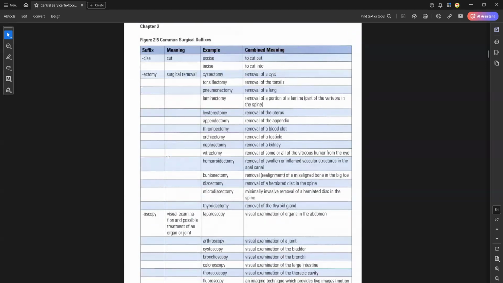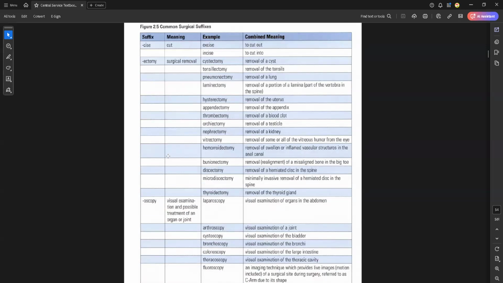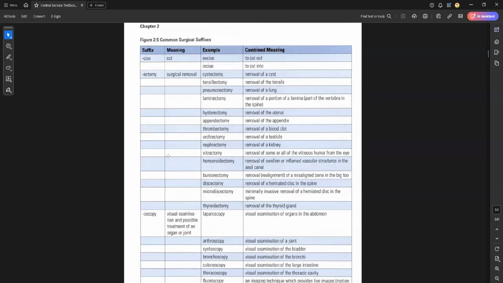Yes. Now, the next one is 2.5, common surgical suffixes. Now we are on suffixes. Tomy, to cut. Tomy is to cut into. So normally, in this area, there is no specific explanation. You just have to get used to some of these things. Ectomy. We met that already.